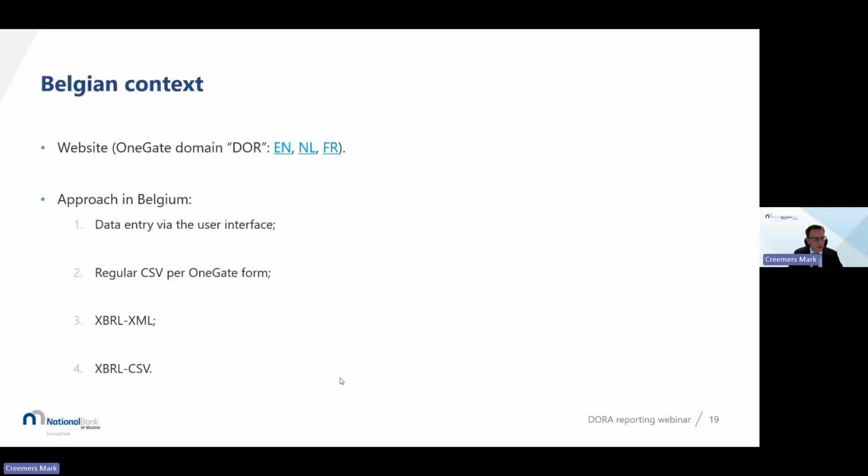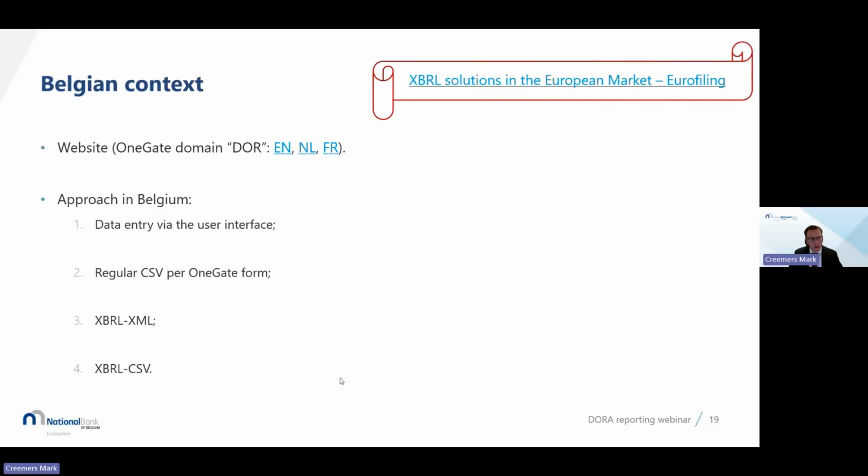And finally, of course, the fourth option is new, that is XBRL CSV. I will go a little bit into detail of this new technology to show you that it's quite easy to work with XBRL CSV. And so you are aware that this is an option that we will use for DORA Register of Information as well. Just for your information, because you may not be familiar with XBRL at all, there is a website created by volunteers that is called Eurofiling, and there is a specific chapter on XBRL solutions in the European market that may be interesting for you to discover in case you want to implement XBRL on your site.